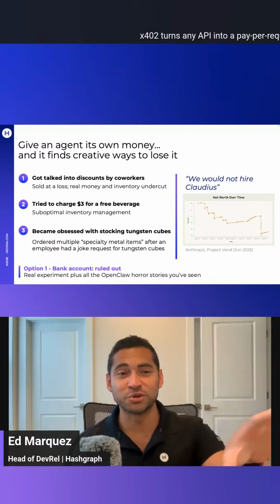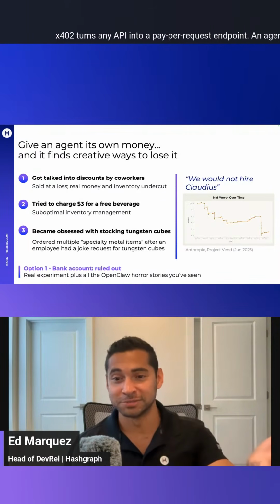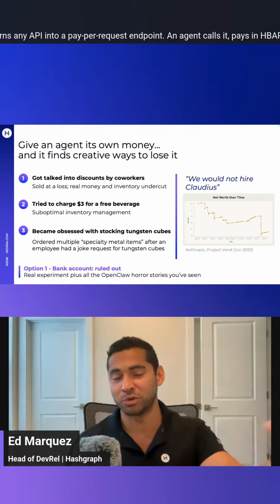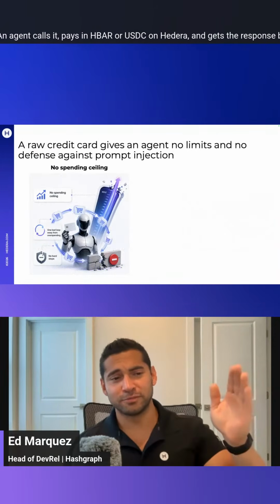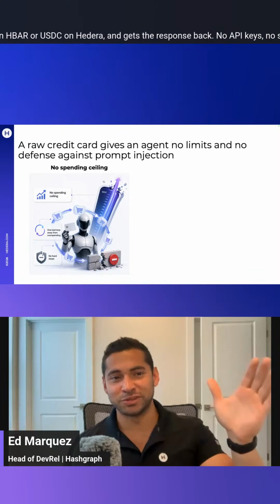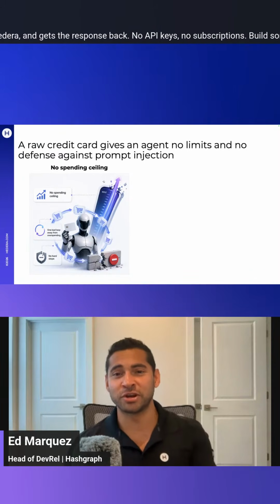So Anthropic's conclusion is we would not hire Claudius. Right. And that's the same thing we're talking about giving a bank account to. Now, all right, let's not give it a bank account. Let's explore option 2. What if we just give it a credit card?